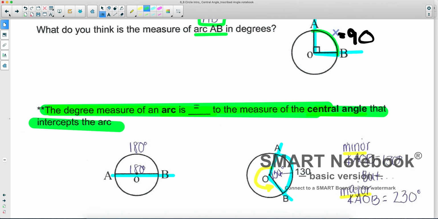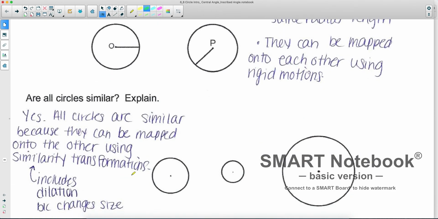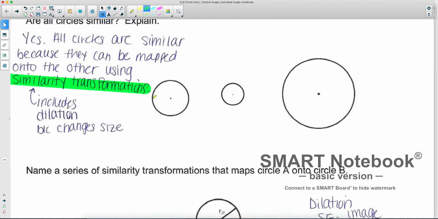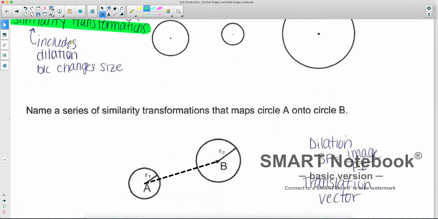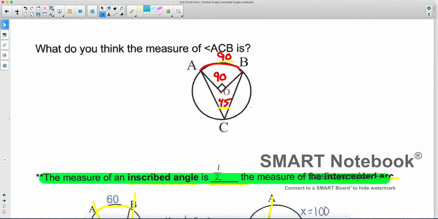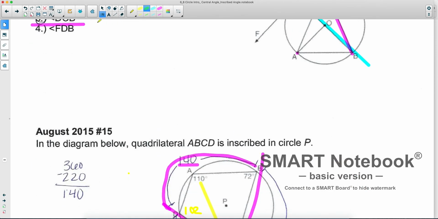Okay. And then we also just discussed ways to describe congruent circles as having the same radius length, right? And saying that all circles are definitely similar, and we're able to use similarity transformations to describe how one maps onto the other. So that really ties up the intro to circles lessons in terms of describing similarity transformations, central angles, inscribed angles, and also on the final page, having an inscribed quadrilateral.